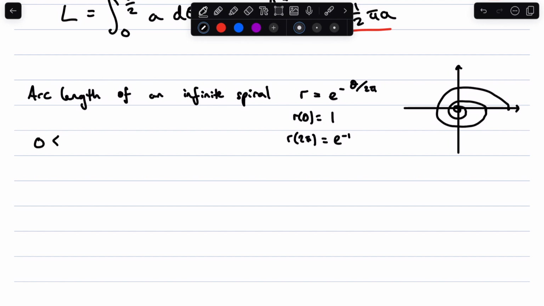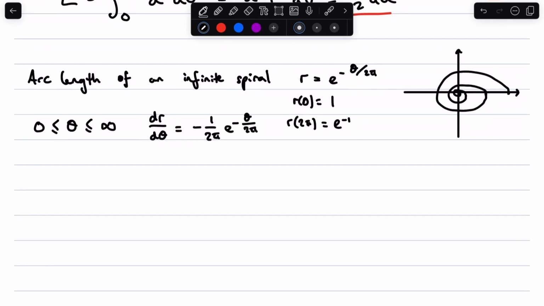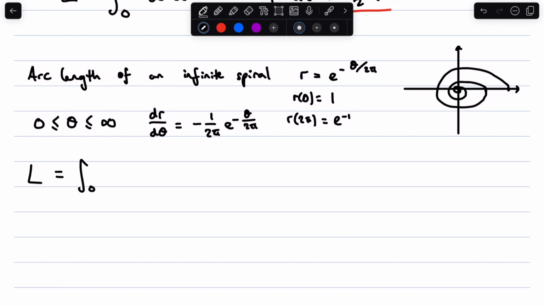So we know that theta is going from 0 up to infinity, so we're going to have an infinite integral here. And dr by d theta is just equal to minus 1 over 2 pi e to the minus theta over 2 pi. So for our path length integral, we'll have L equaling 0 to infinity of r squared, which is just e to the minus theta over 2 pi squared. So that will be e to the minus theta over pi, plus dr by d theta squared, which is just going to be 1 over 4 pi squared e to the minus theta over pi, all square rooted d theta.